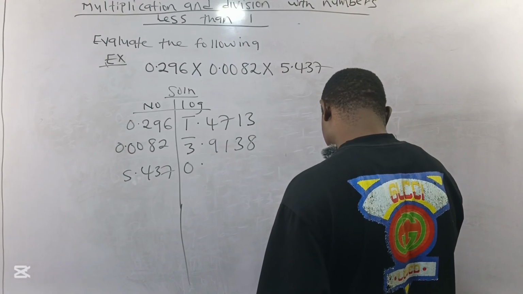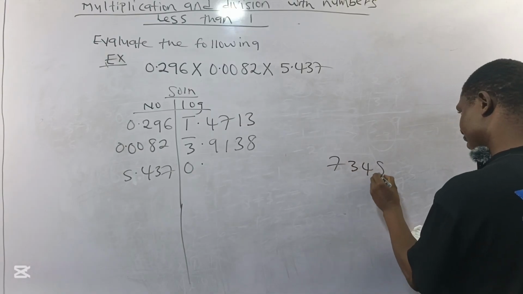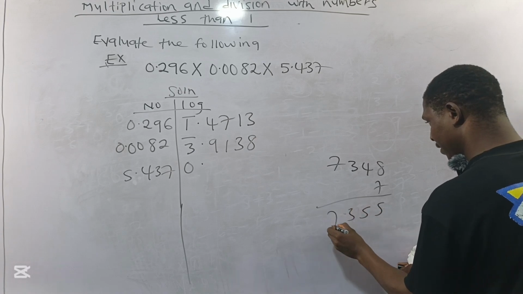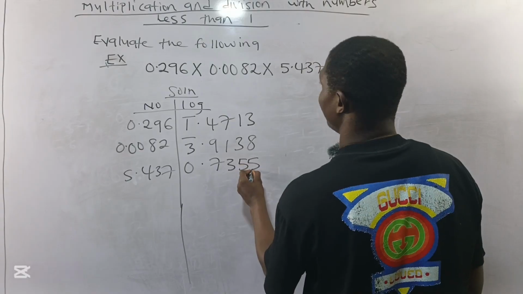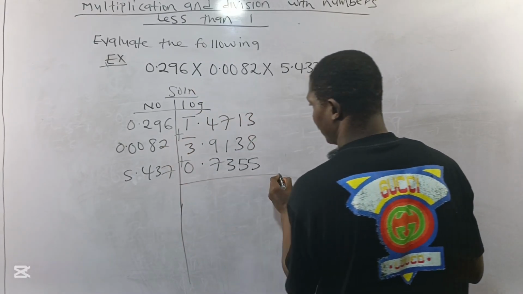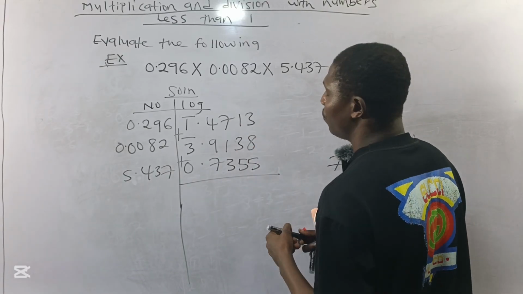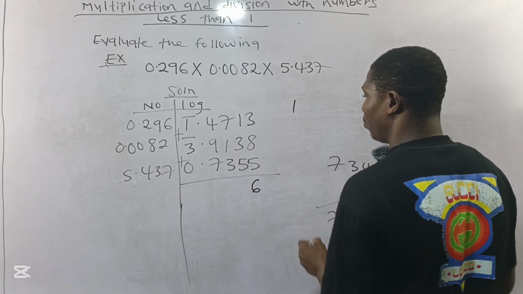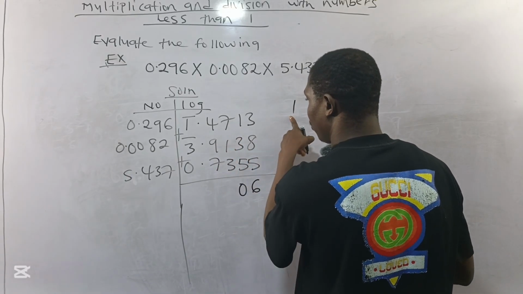7348, and difference 7 is 6. So we have 7348 plus 6, 7 to give us 5 carry 1, 537. So we have 7355. So since they are all multiplication, we simply add up. And 8 plus 5 is 11. And 11 plus 5 is 16. So we have 6 carry 1. Plus this 1, 2, 5, 10, 0 carry 1.